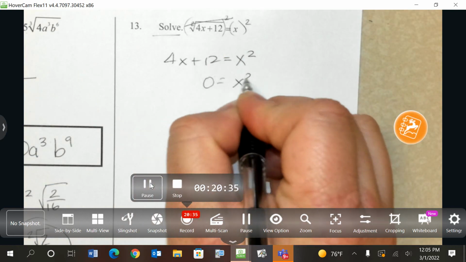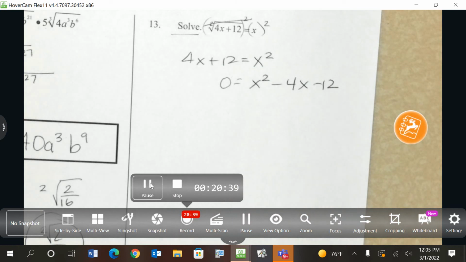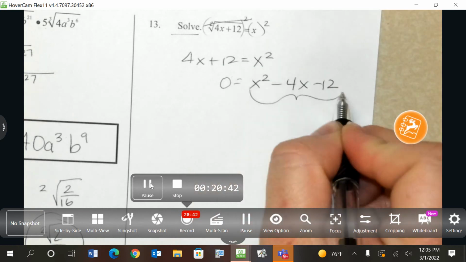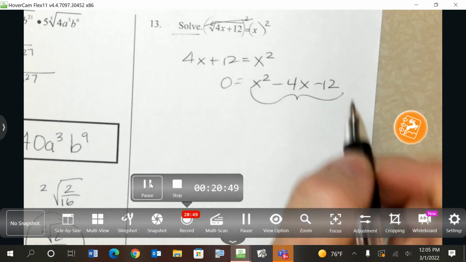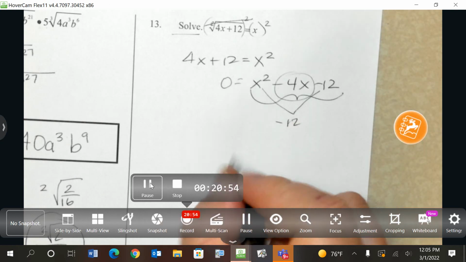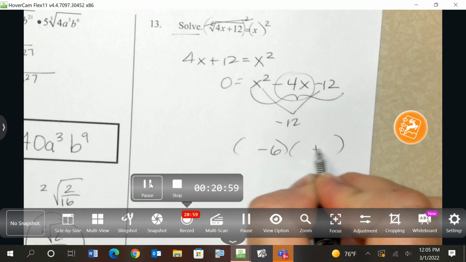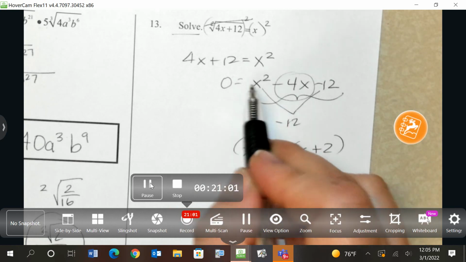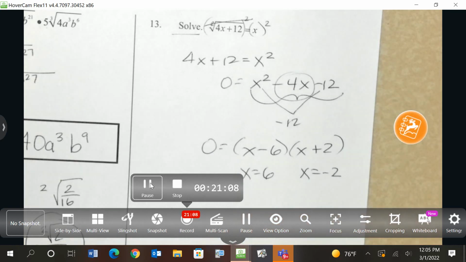I think it's always easiest to move everything to the side of the x squared. So I move the 4 and the 12 over. Now if this is not factorable, I'll use something like a quadratic formula, completing the square, or maybe graphing in order to solve it. Do I know two things that multiplied equals negative 12 combined equals a negative 4? Yeah. That would be a negative 6 and a positive 2. Because of the leading coefficients of 1, I don't have to worry about bottoms up. So I think one answer is 6 and one answer is negative 2.